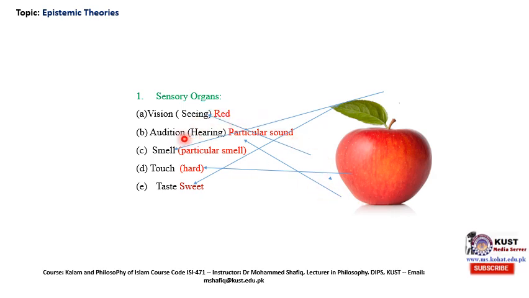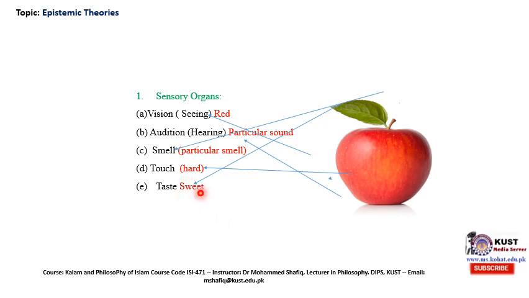Now, we have other sensory organs, like hearing. When we drop this apple, we will hear a particular sound, so it means that dropping this apple will produce a particular sound. We have a particular smell of this apple as well, though it's in a virtual reality, not in the real world. We have touch. When we touch it, suppose it seems hard, so we will say it's hard. And we have taste as well. Suppose I taste it or you taste it, and if it tastes sweet, we will say it's sweet.